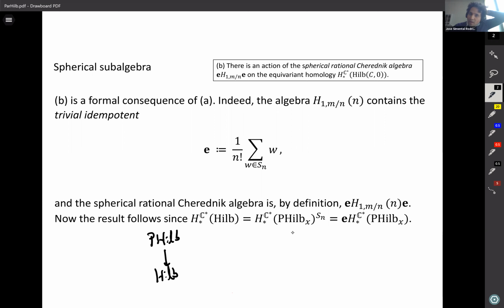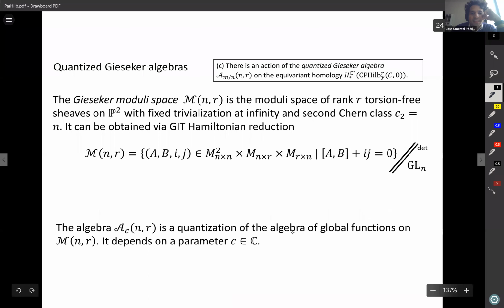Okay, now part C in a way is also a formal corollary of part A, but we need to work much harder to say it. Remember that part A says that there's an action of the quantized Gieseker algebra on the equivariant homology of this compositional parabolic Hilbert scheme. I need to tell you first what this quantized Gieseker algebra is. Well, to tell you that, I'll tell you first of all what it quantizes. The Gieseker moduli space depends on two parameters, n and R. It is the moduli space of rank R torsion-free sheaves on P2 with second Chern class equal to n, and we have to fix a trivialization at infinity.